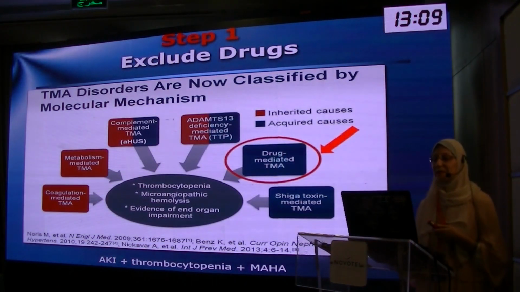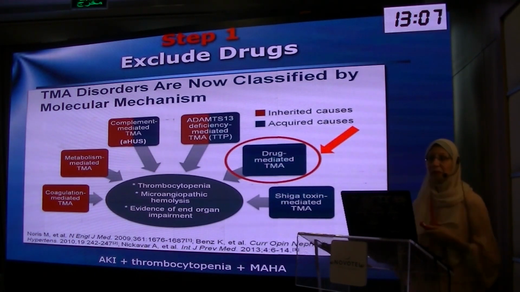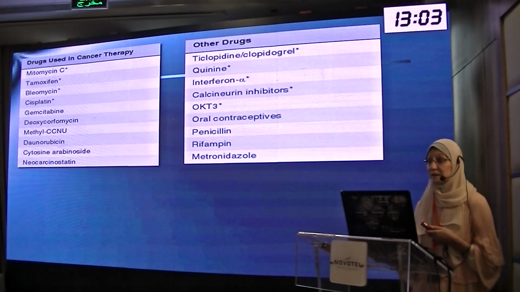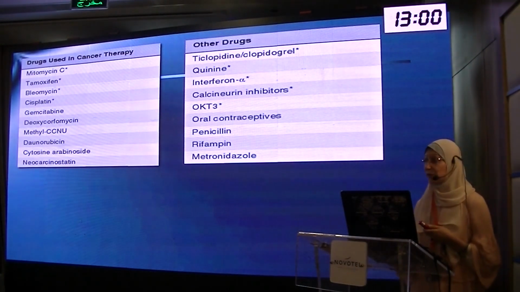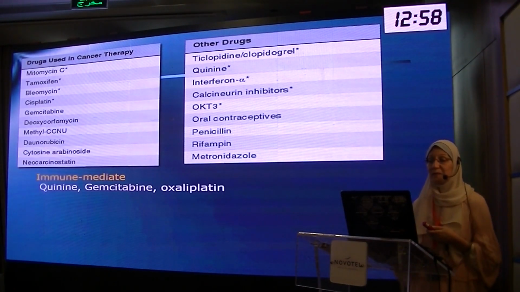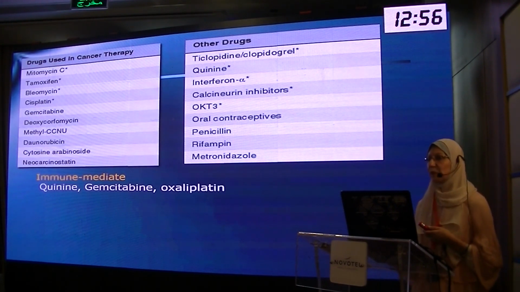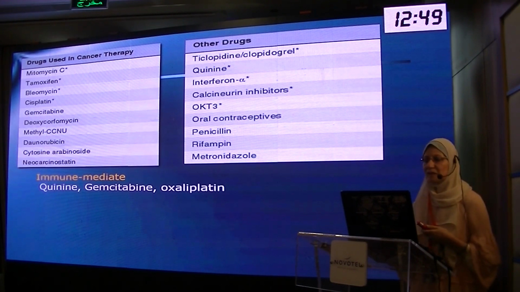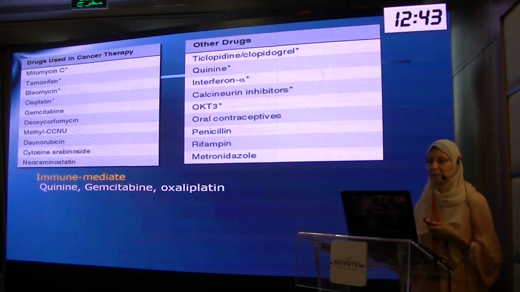So the first step is to exclude drug-mediated TMA, and this is something that we can do from the history. There's a big list of drugs, including those used for cancer therapy and other drugs, and the mechanism is either an immune-mediated mechanism where antibodies against the drug cross-react with other cells in the body, and quinine is one of these drugs. It's not only present as a drug, it can be present in beverages, like, for instance, bitter lemon or soda water, so it is very important to take a very good history.